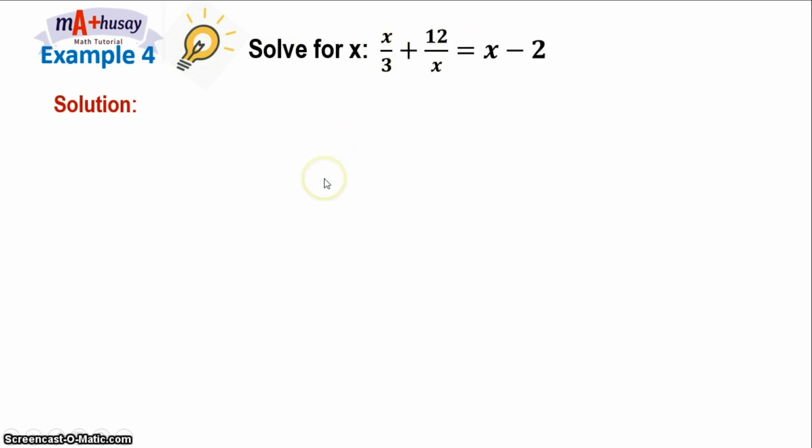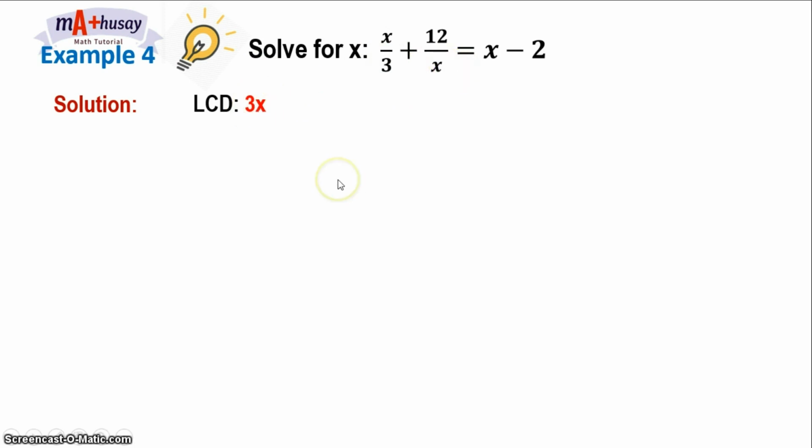Example number 4. Solve for x. X over 3 plus 12 over x equals x minus 2. So, ang una natin gagawin is to look for the LCD. Tapos, i-multiply natin sa both sides of the equation. So, in this case, since dalawa lang yung fraction na pinag-uusapan natin, ang LCD nito ay 3x. Kasi, ang 3x pwedeng i-divide ng 3, pwede ding ma-divide ng x.